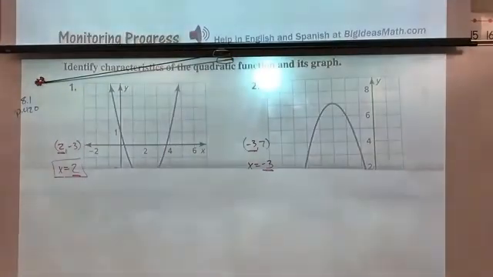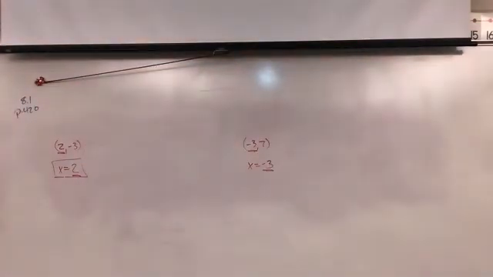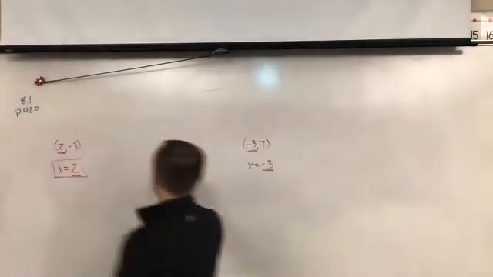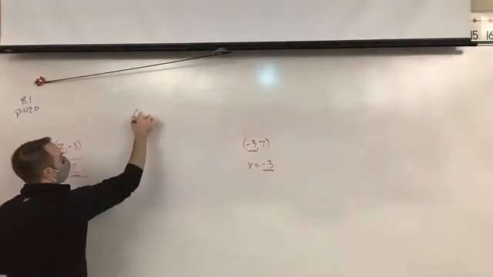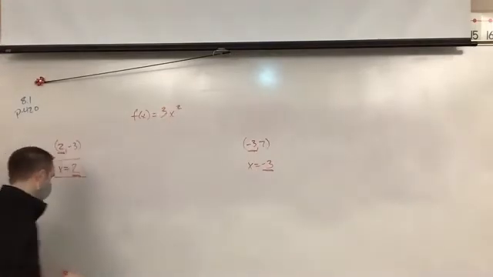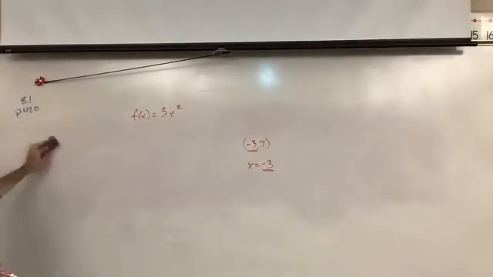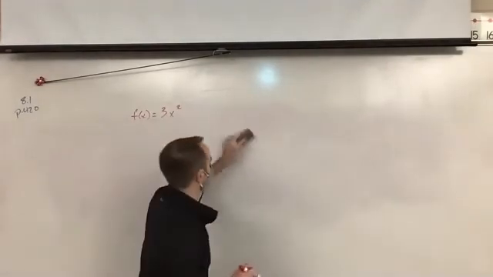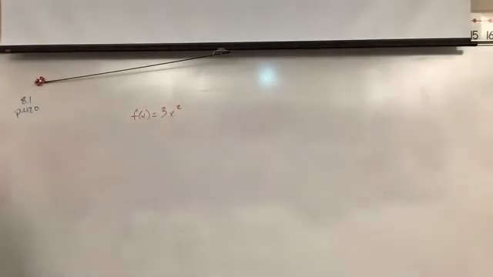Good. Questions on that? Okay. Good. So now we got to talk about actually graphing. Okay, actually graphing it out. So let's say that we have f of x is equal to 3x squared.